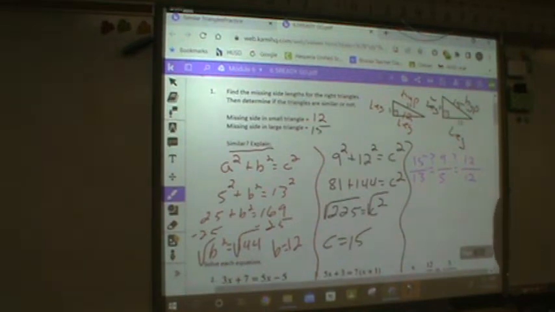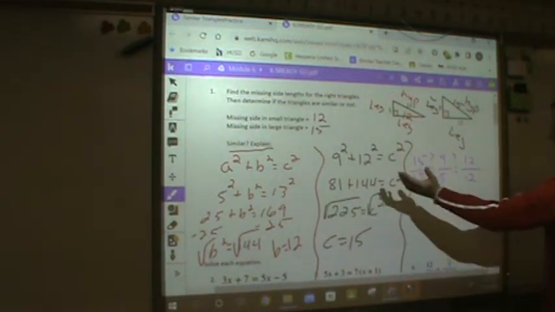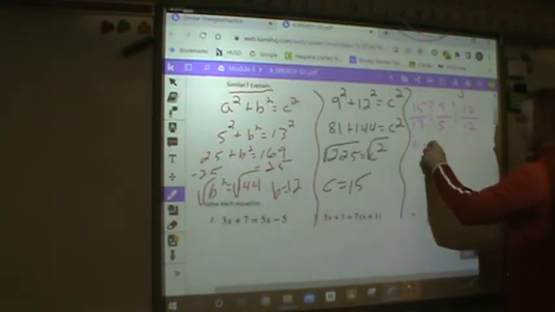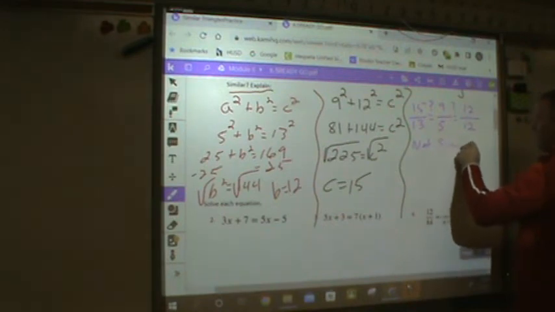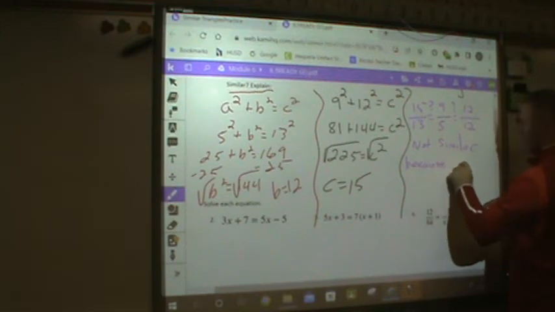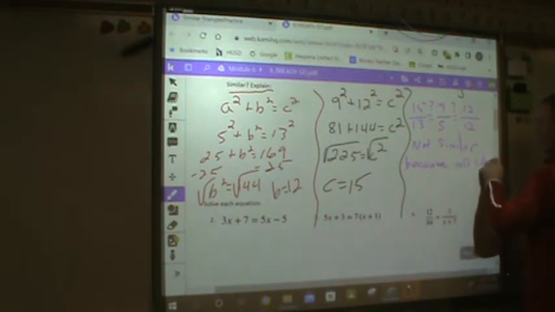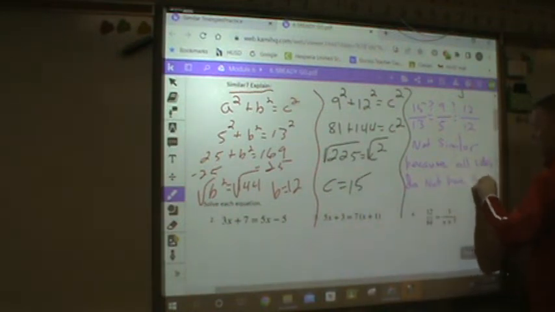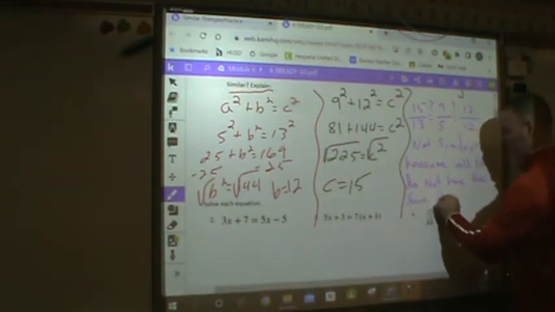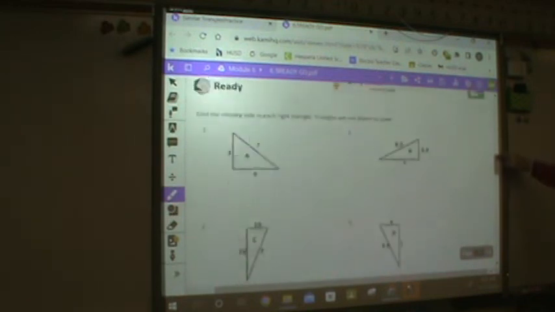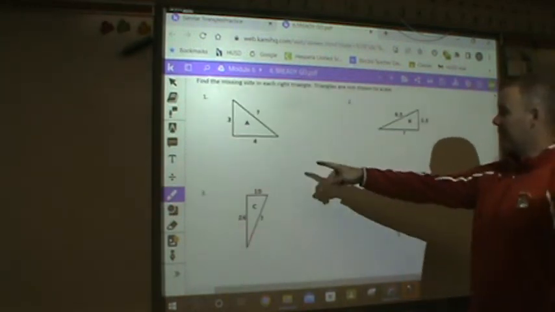Why? 15 over 13, 9 over 5, I don't care what that is. This 12 over 12 becomes 1. So why are they not similar? They are not similar because all sides do not have the same ratio. There, I gave an explanation. There's my evidence. So your work the rest of today is to find the missing sides.